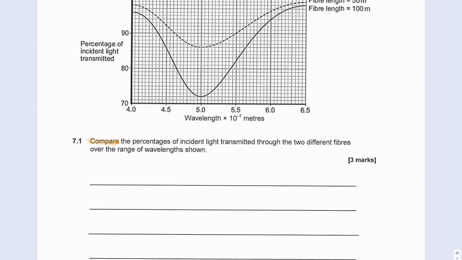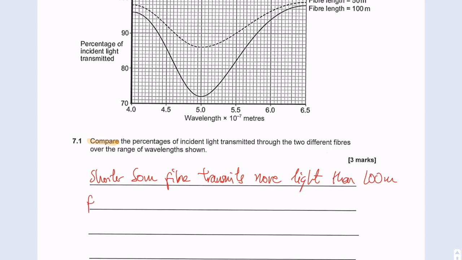So, the marks here, I'm going to do them easiest first, I think. The shorter 50 meter fiber transmits more light than the 100 meter fiber, and this is the really important part, at all wavelengths. That's the first comparison, okay? That orange highlight is definitely always bigger than the purple one. It never crosses over. So that's the easiest comparison. That's your first mark, pretty much.